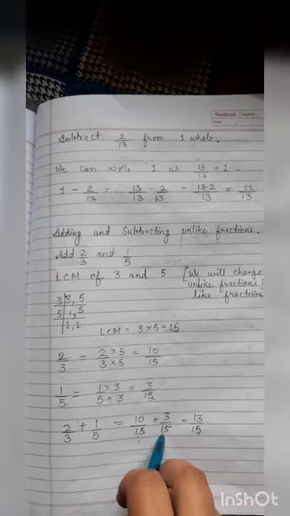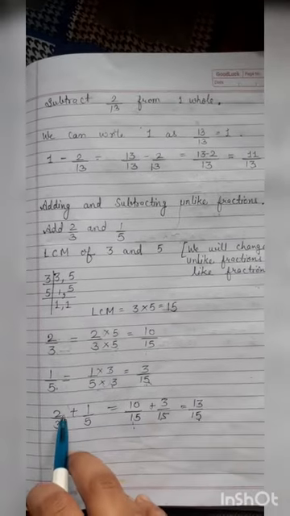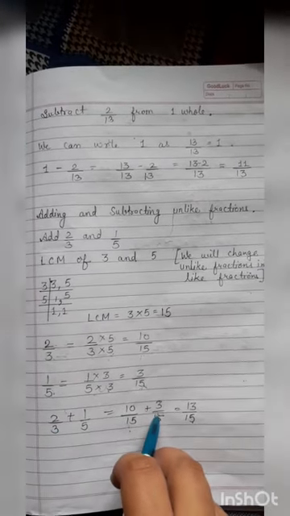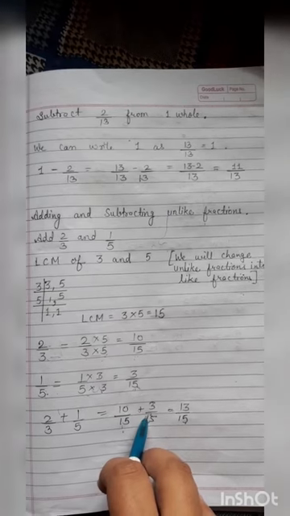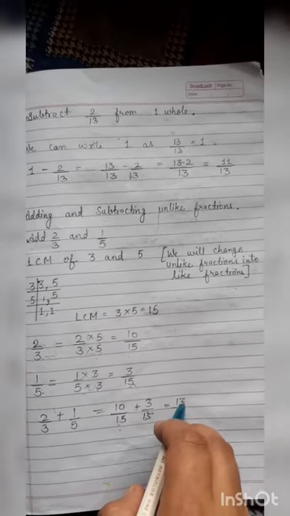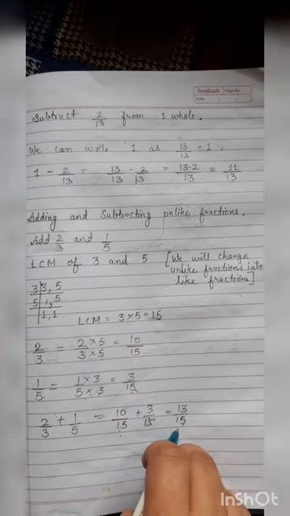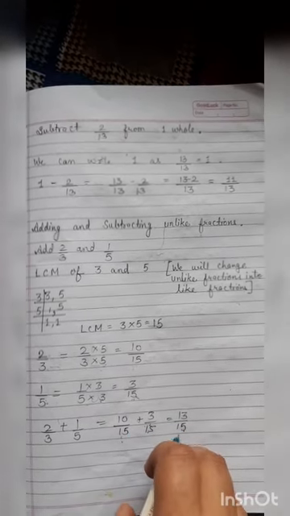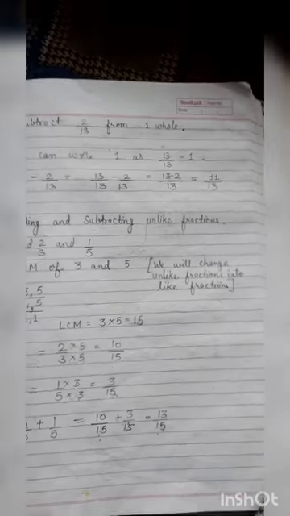So while adding unlike fractions, first of all we will convert them into like fractions. Now they are converted into like fractions, so we can easily add the numerators, keeping the denominator same. So our answer is 13 upon 15.